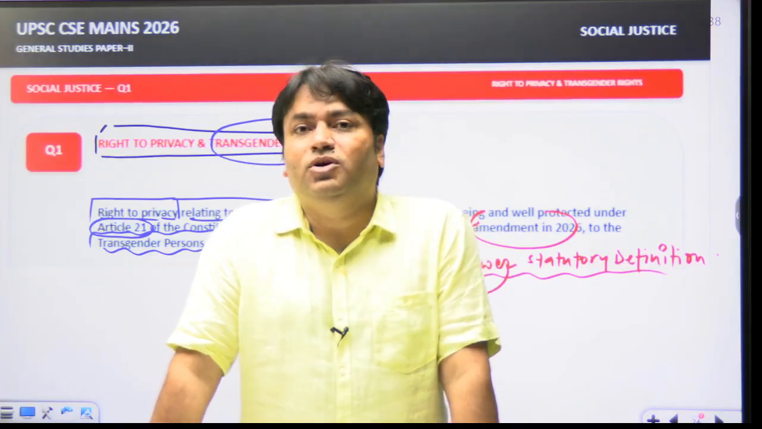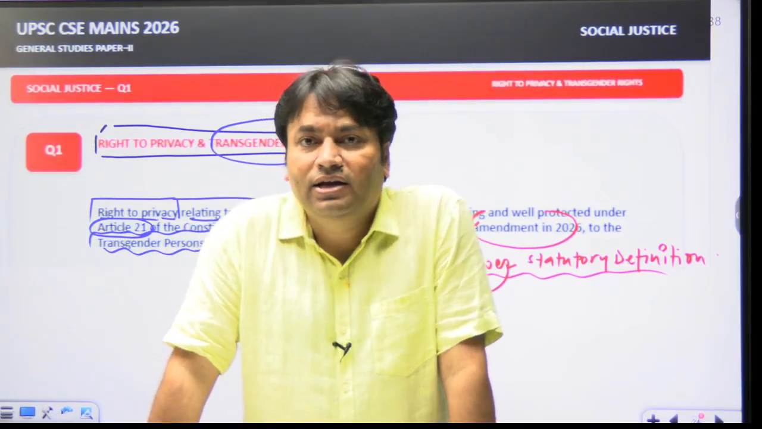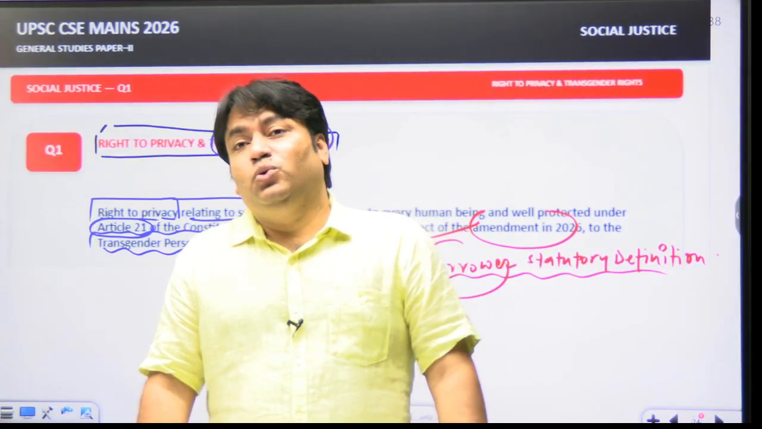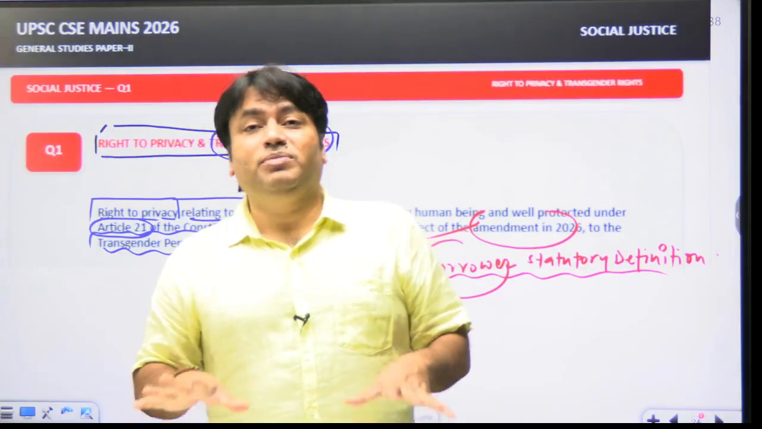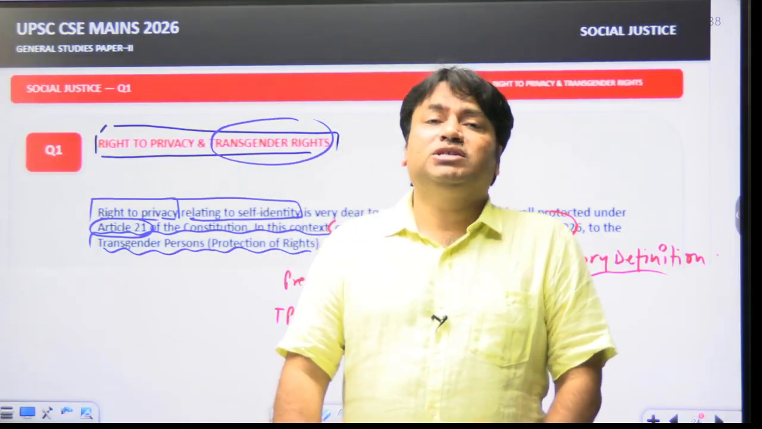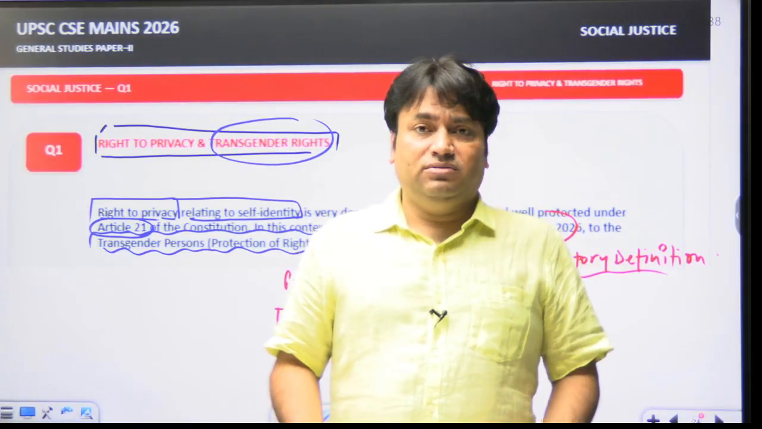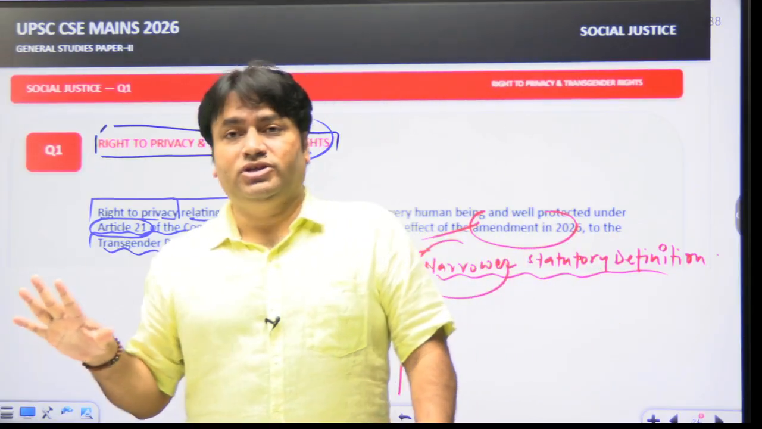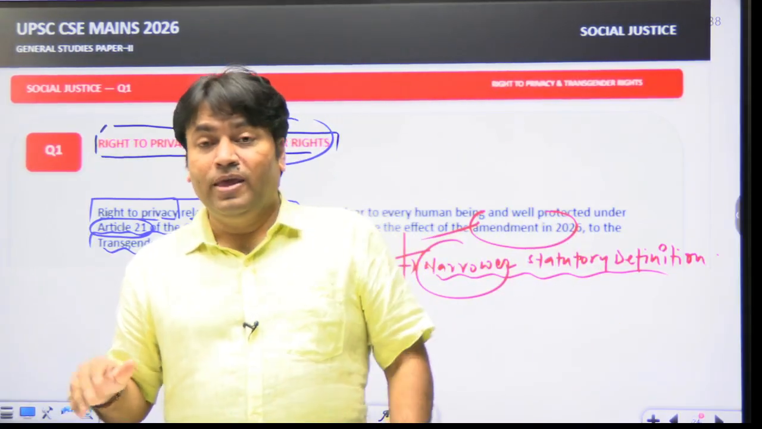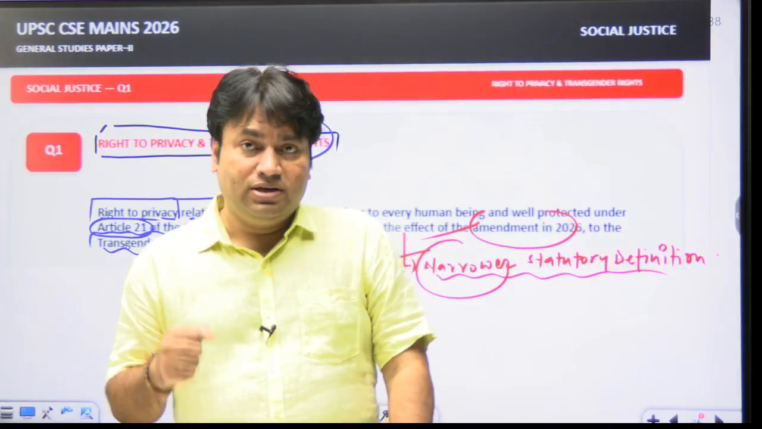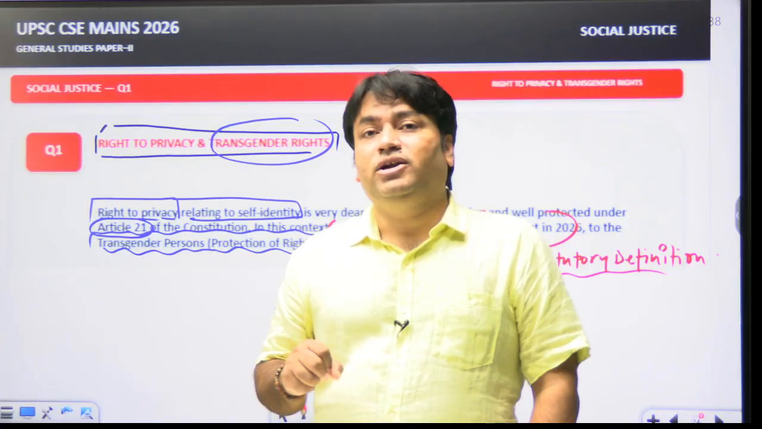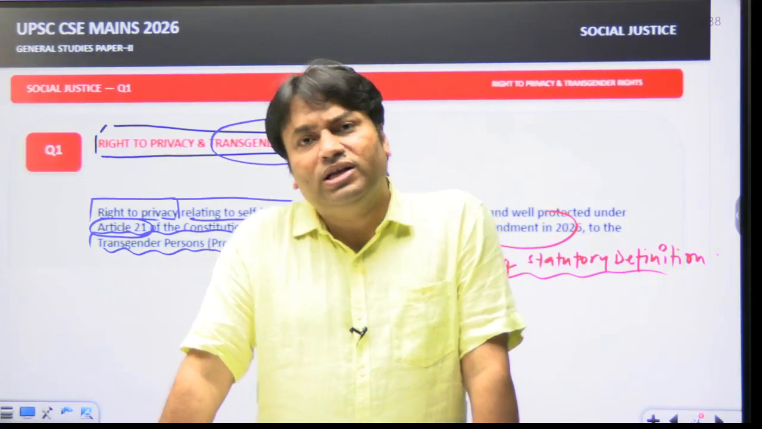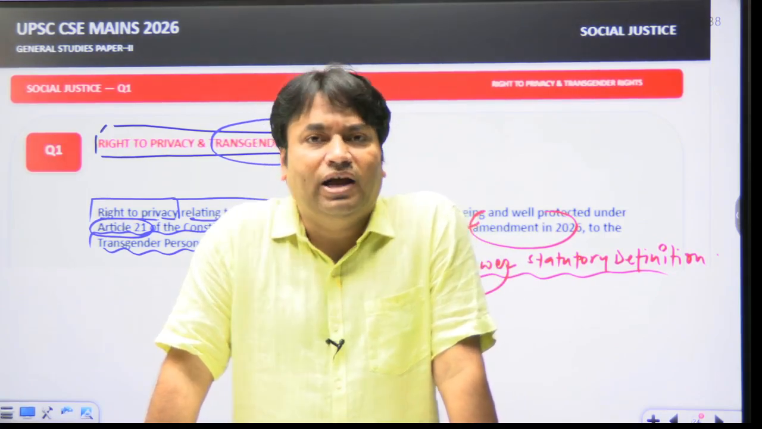The second most important point here is that it also does not include people solely on the basis of their own self-perceived sexual or gender identity. It means that self-certification is now not accepted. So that is why we are saying that it does not include people solely on the basis of their own self-perceived sexual or gender identity.